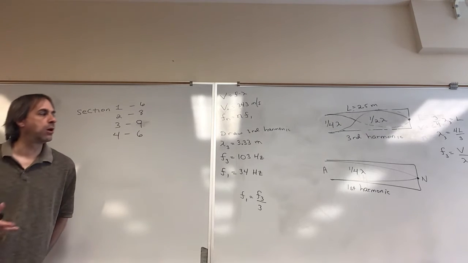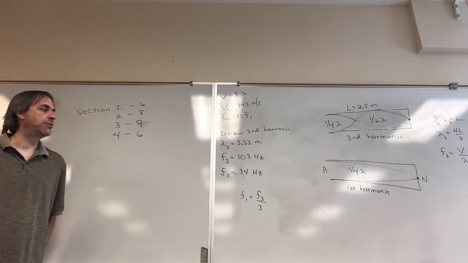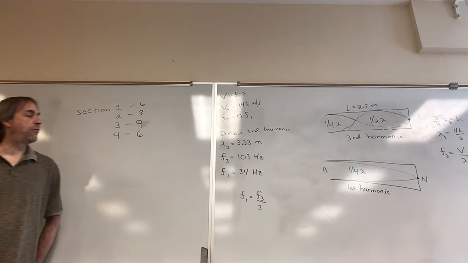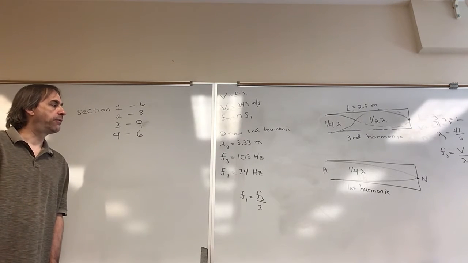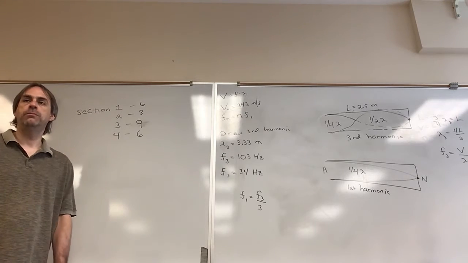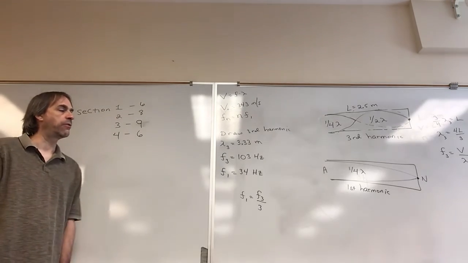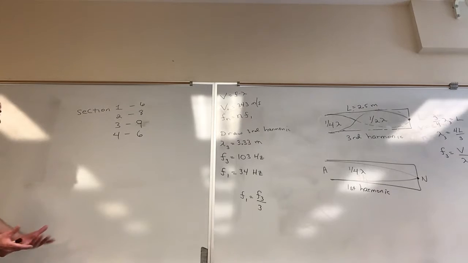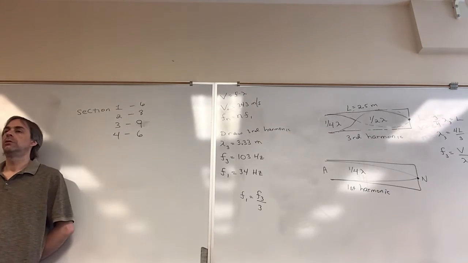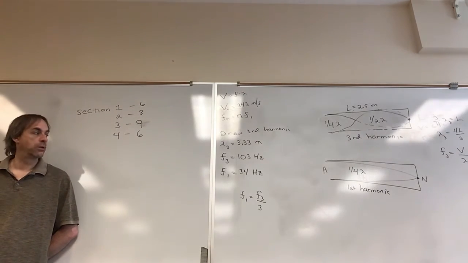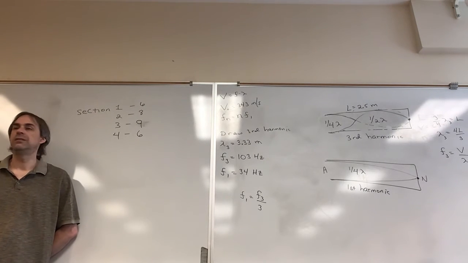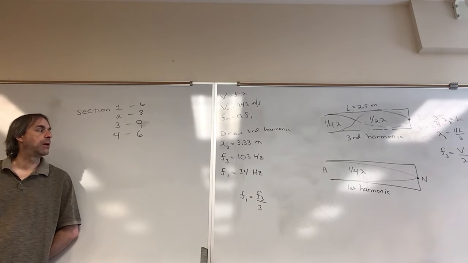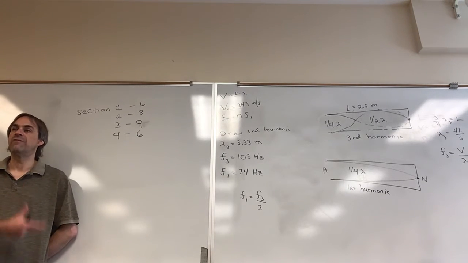So being able to draw the pictures is key, though some people just like using the formulas. Like F1, I think it's v over 4L for a half open pipe, or v over 2L for an open pipe. If you want to try memorizing the formulas, I don't even know if they're on the equation sheet or not, but it's very helpful to be able to draw pictures and visualize these harmonics. Everything kind of follows from that.